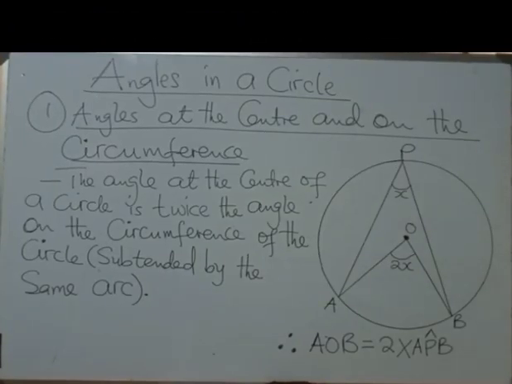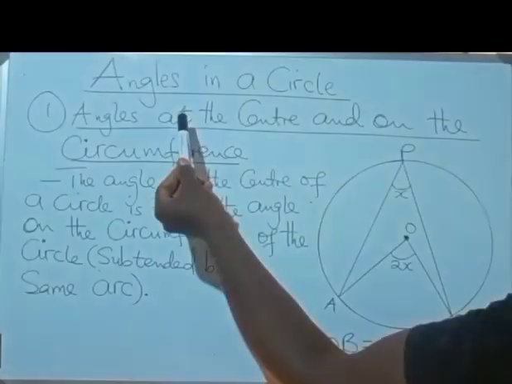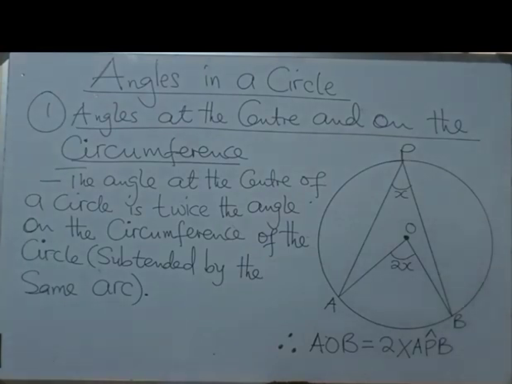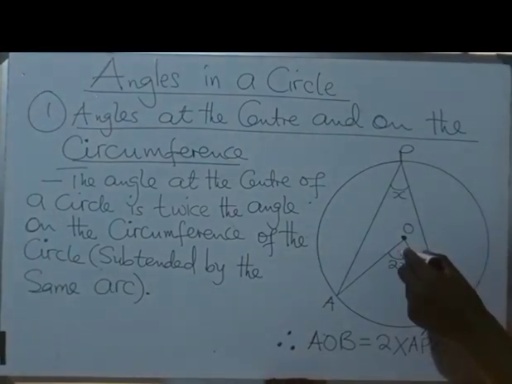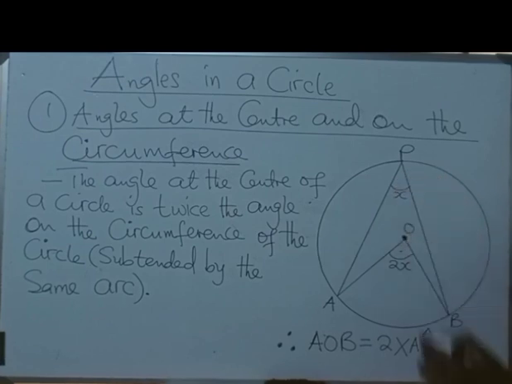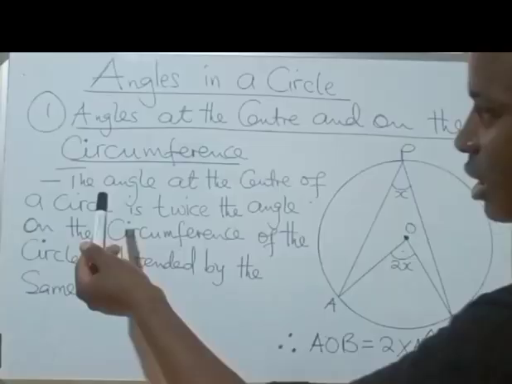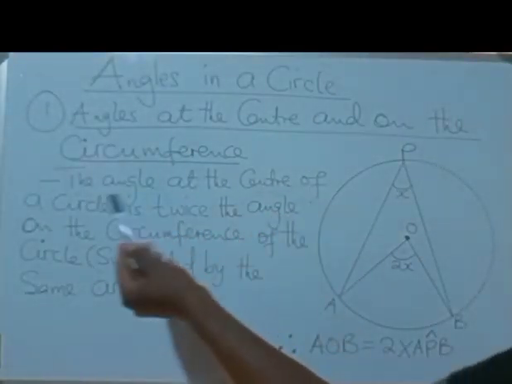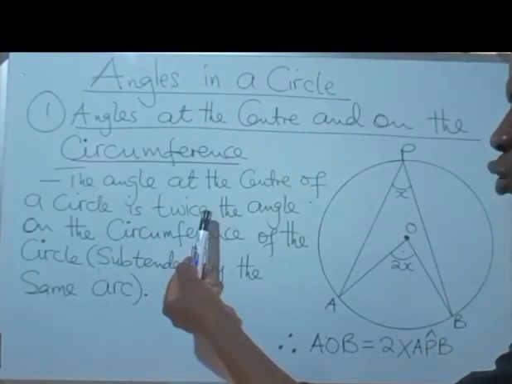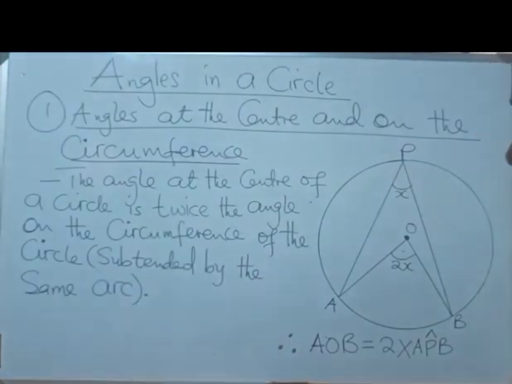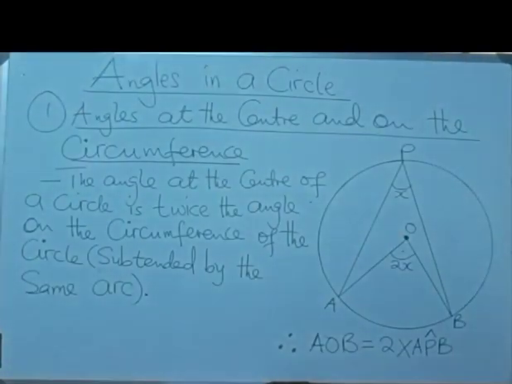We are now moving to the first theorem. In this first theorem, it has to do with the angles at the center and on the circumference. We have this angle which is at the center. We also have this angle at the circumference. The statement says that the angle at the center of a circle is twice the angle on the circumference of the circle, subtended by the same arc.